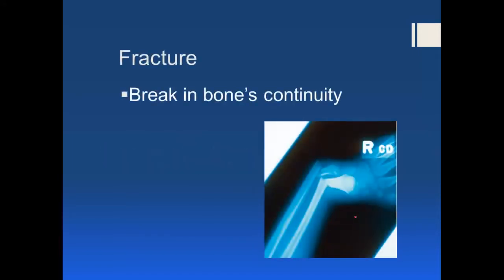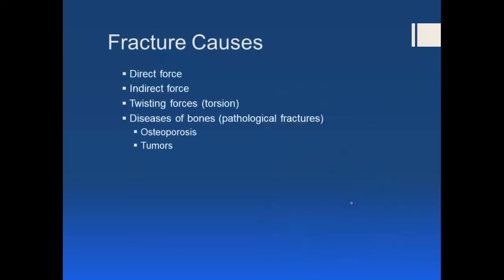So a fracture. The definition of a fracture is that it is a break in the bone's continuity. And you can see in this picture, this is a nice Colles fracture here. Fracture causes: you can have either a direct force, an indirect force, a twisting force, or a torsion. You can have diseases of bones, which we basically call pathological fractures, like osteoporosis, and tumors can cause fractures.